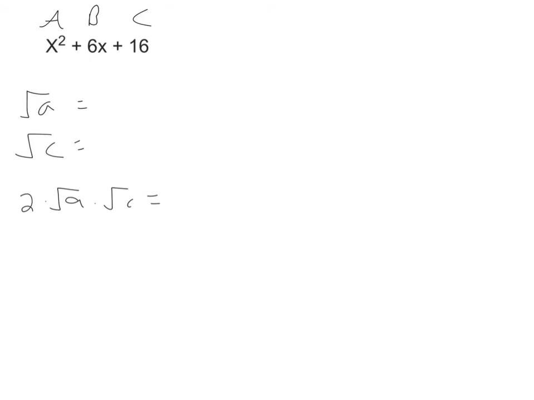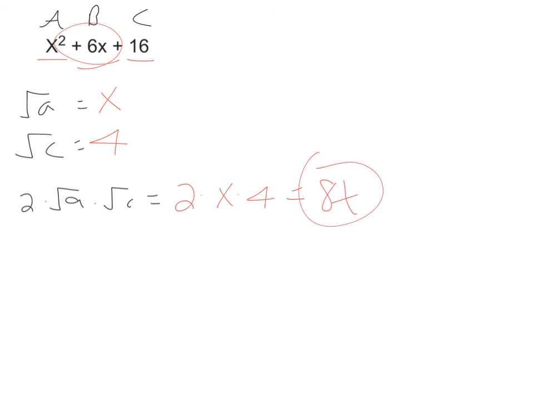So just to look at this one last problem here. Square root of a is x. The square root of c is 4. So you have 2 times x times 4, which is going to give you 8x. 8x is not what's here. So this is not a perfect square trinomial.